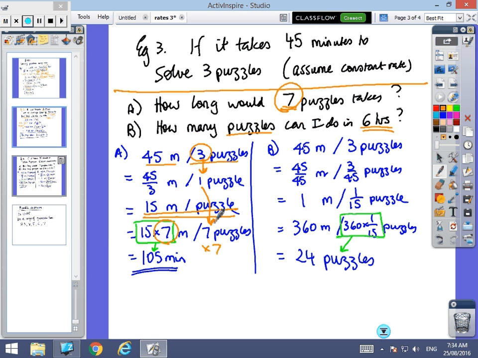In the second one, we're looking for how many puzzles. So we need to start with the ratio. 45 minutes for 3 puzzles is 1 minute for a 15th of a puzzle. So we divide by 45. For every minute, you'll do 1/15th of a puzzle. And then in 6 hours, we're going to multiply by 360 minutes, which is 6 hours. So we multiply by 360 there, and we end up at 24 puzzles. Okay, copy and then come across.